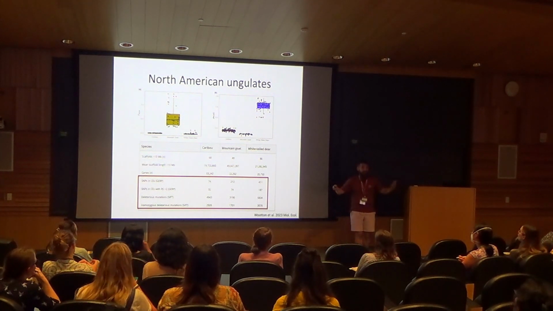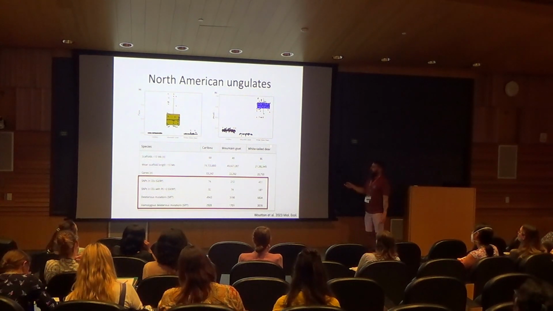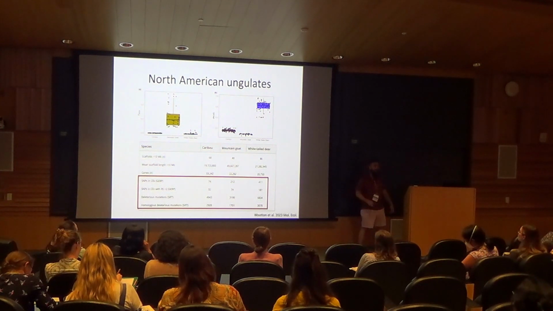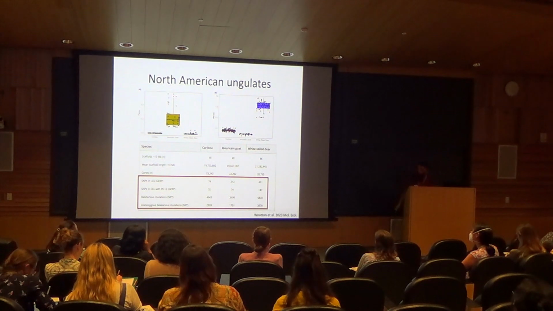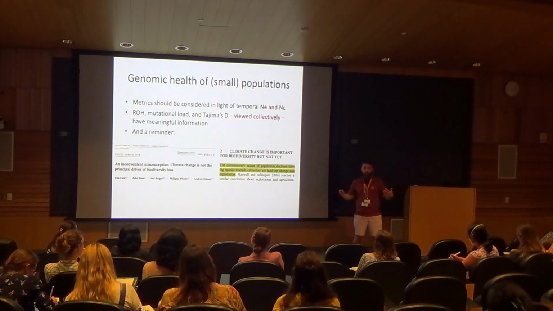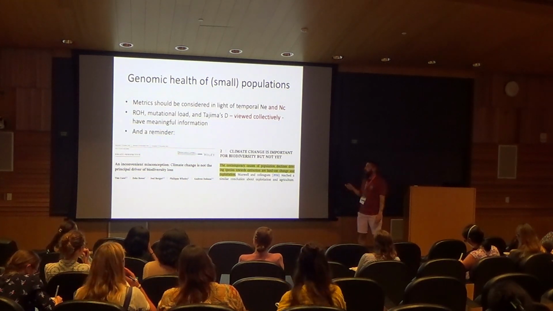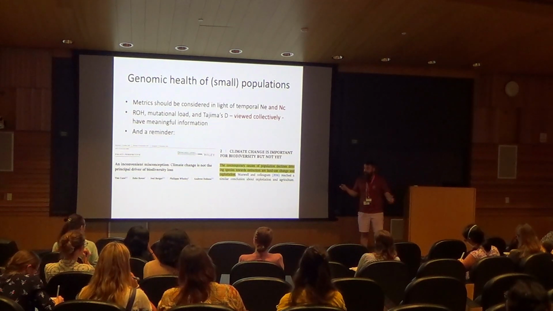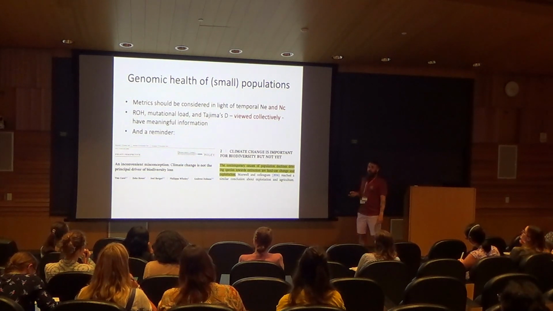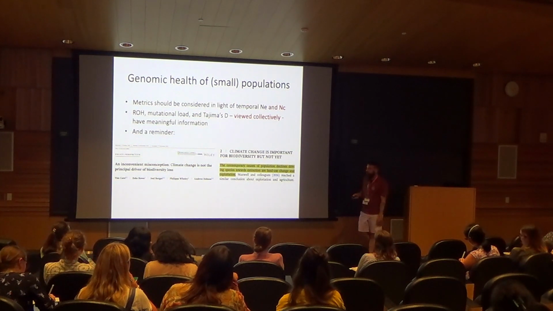Explanation, purging. Mountain goats have been like this for 30,000 years. They've had time to get rid of those alleles. We look at things like dN/dS, again, extremely low value with mountain goat, consistent with purging not happening in white-tailed deer. And so I think collectively, when we're thinking about the genomic health of small populations, we really need to consider all of these metrics in light of temporal NE and NC, demographic history. And I think collectively, things like ROH, mutational load, and Tajima's D can give us insight into what's happening in that population and give us information.